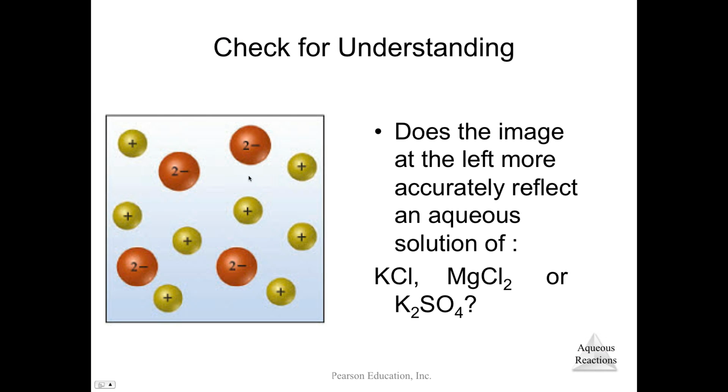Draw this picture or sketch this picture in your summary sheet. Pay attention to the numbers of each type of ion, and then explain or choose which compound is most accurately reflected by that picture. Is it potassium chloride dissolved in water, magnesium chloride dissolved in water, or potassium sulfate dissolved in water? And give just a quick explanation why.